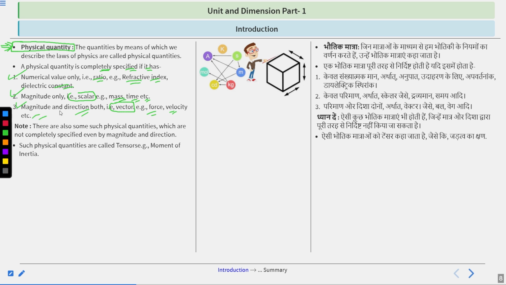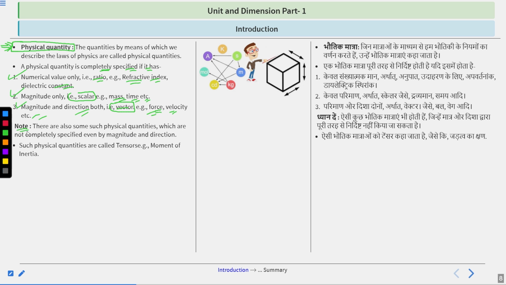When we talk about physical quantities, basically they have two types, scalar quantities and vector quantities. Scalar quantities are those which only have magnitude but no direction. Like mass. If you say the mass is 40 kg, then it's 40 kg only. There is no direction associated with it. But if you say force, like 10 Newton force, then force always has some direction, right?